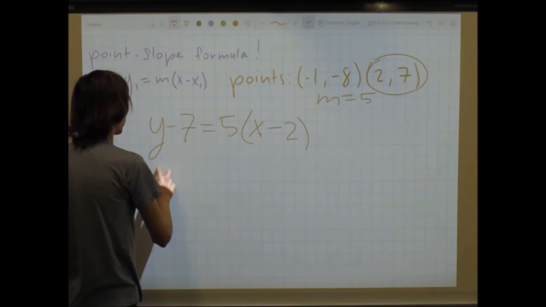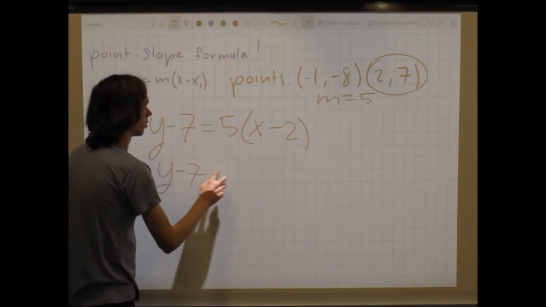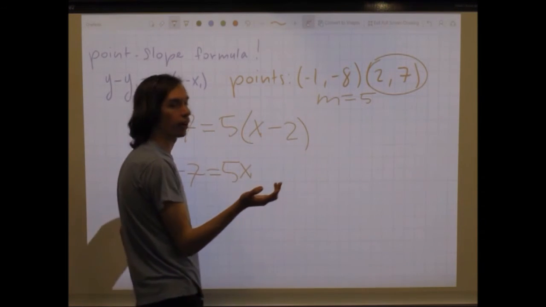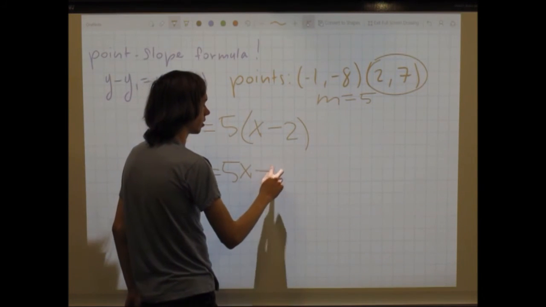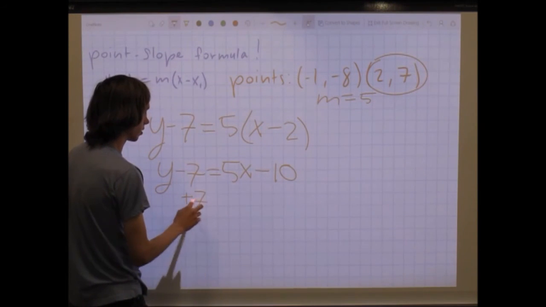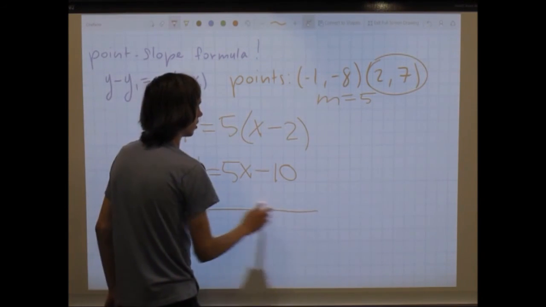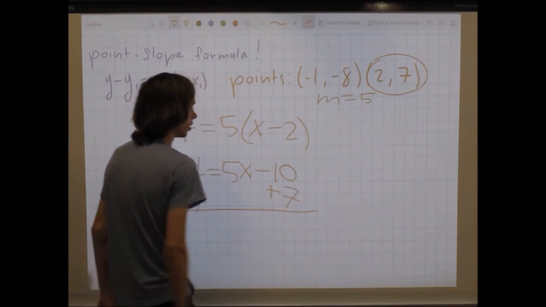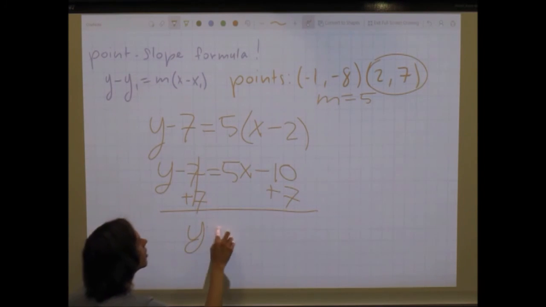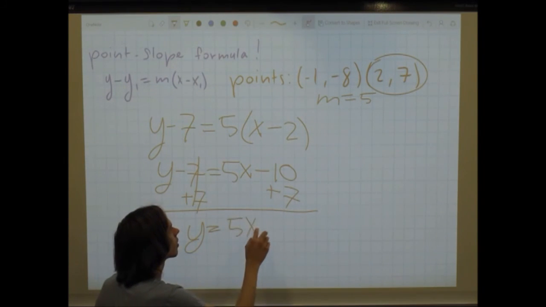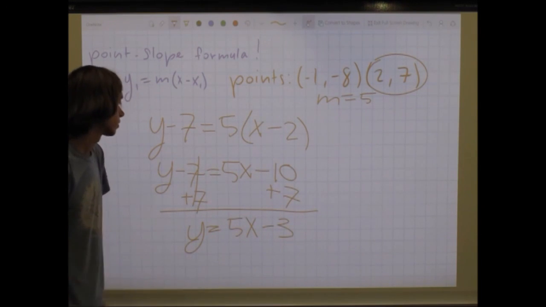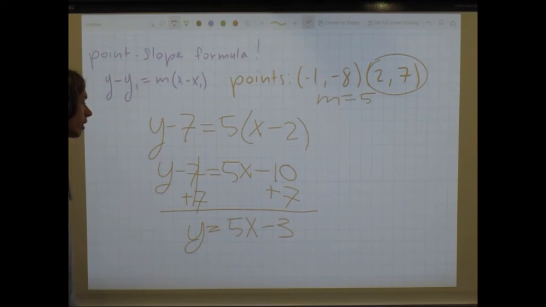Okay, so then we'll just simplify. Over here, we're just going to have 5 times x is 5x. Luckily, no more fractions. 5 times -2 is -10. Okay, we'll add 7 to both sides to cancel that. And we're going to have y equals 5x, and then -10 plus 7 is -3. Okay, so that should be your answer for this problem.